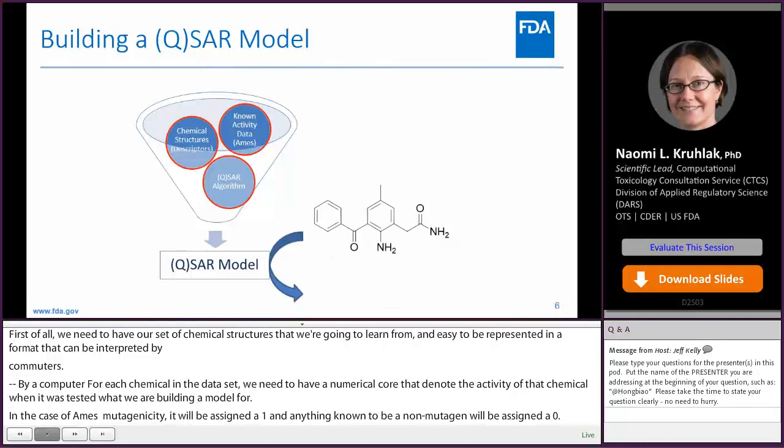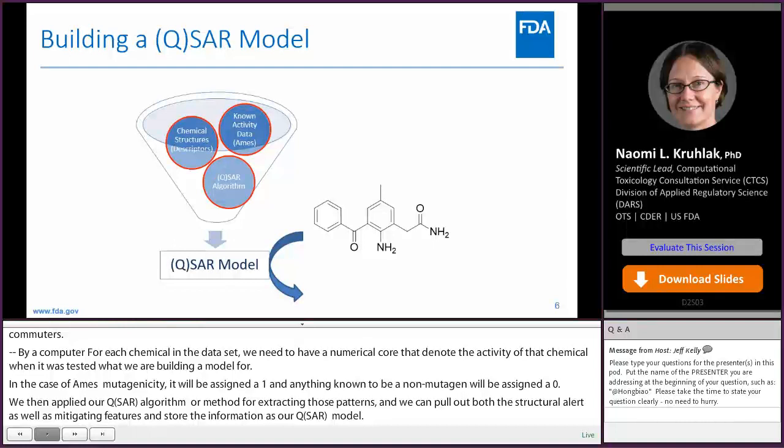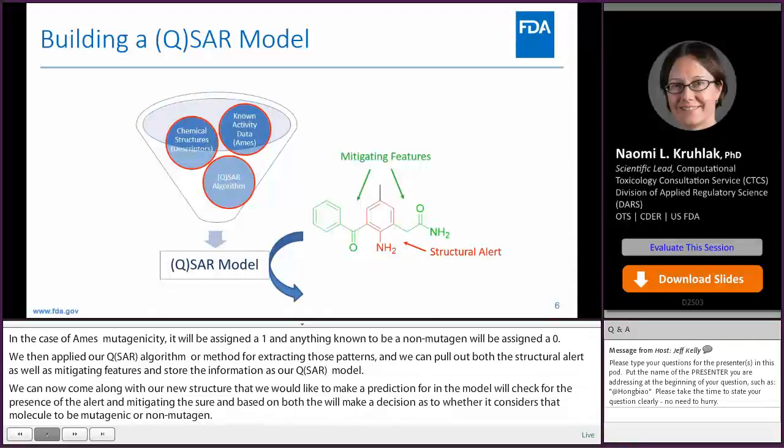We can now come along with our new structure that we would like to make a prediction for, and the model will check for the presence of both the alerts and also mitigating features, and based on those, it will make a decision as to whether it considers that molecule to be either mutagenic or non-mutagenic. So in this case, the molecule was identified as having a primary aromatic amine as a structural alert, but also some mitigating features in the form of substituents on either side of that amine. And collectively, the model has made a decision based on that information that the molecule is likely to be non-mutagenic.